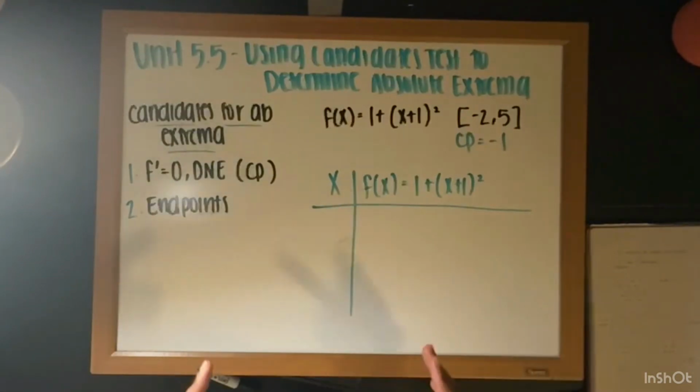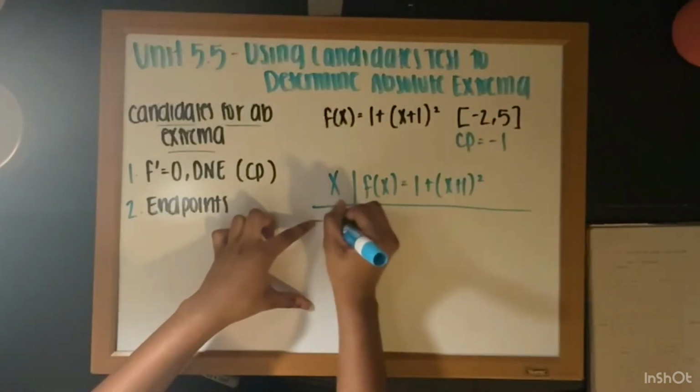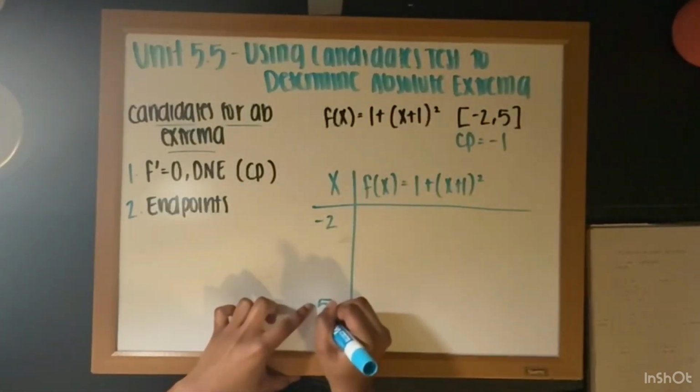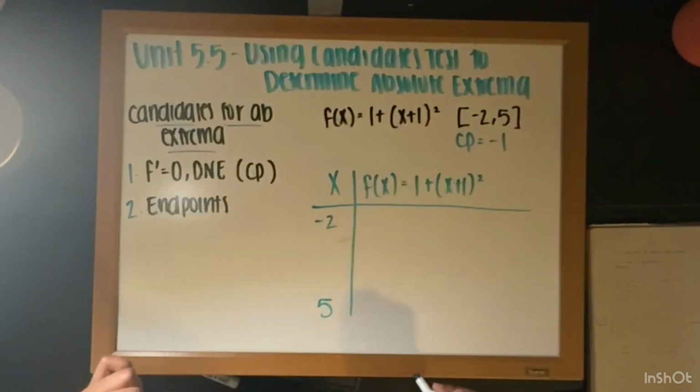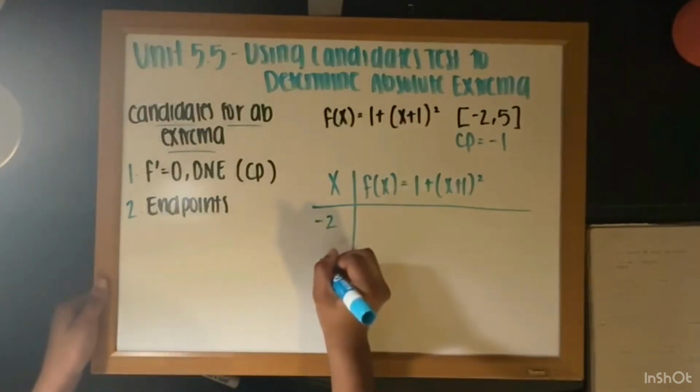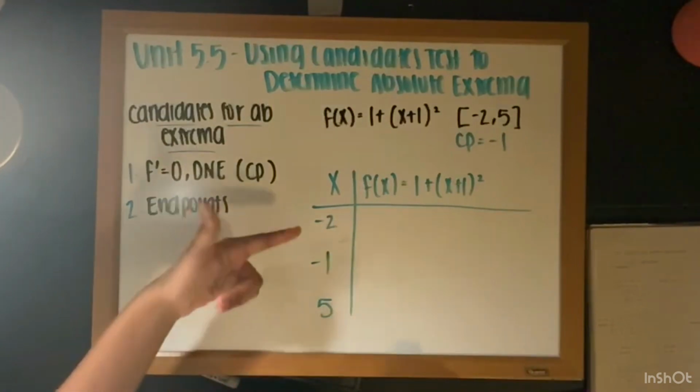For our x values, we use our interval. Our interval goes from negative 2 to 5, so we will use the endpoints negative 2 and 5. We also want to include our critical point, so we have negative 1, which is between negative 2 and 5.